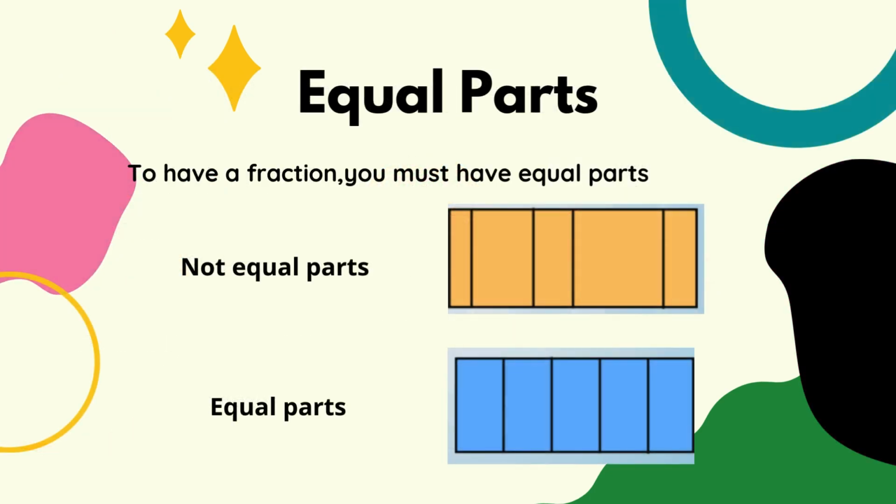Equal parts. To have a fraction, you must have equal parts. As you can see in these two figures, the first one in yellow is not of equal parts, while the second is of equal parts.